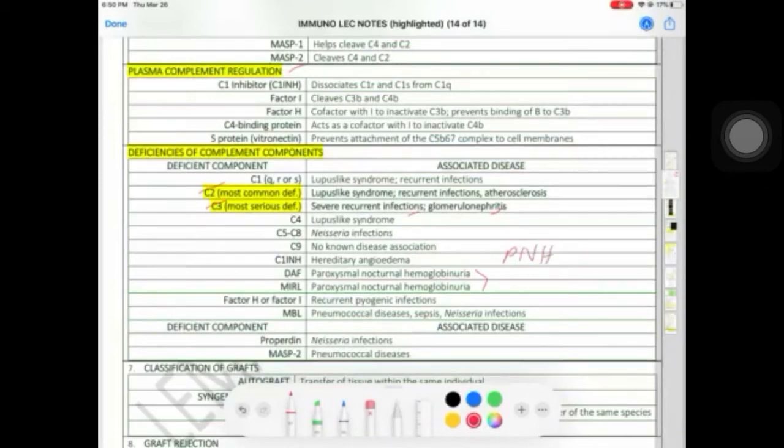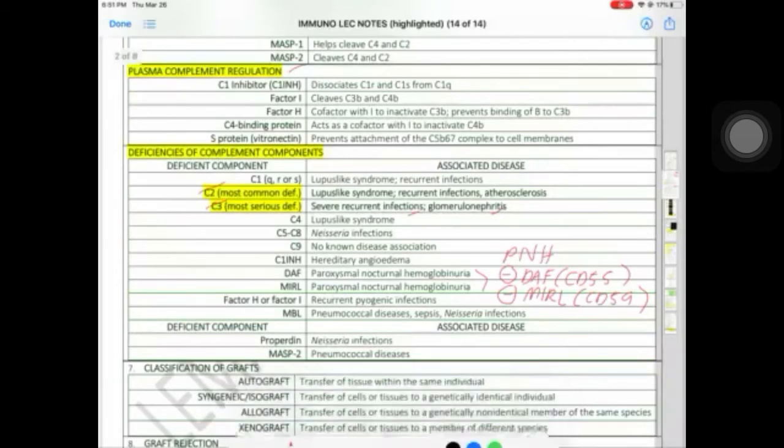In PNH, negative for DAF or CD55, negative for membrane inhibitor of reactive lysis, CD59. Remember, definitive test for PNH is flow cytometry, negative CD55, negative CD59 in patients with PNH.